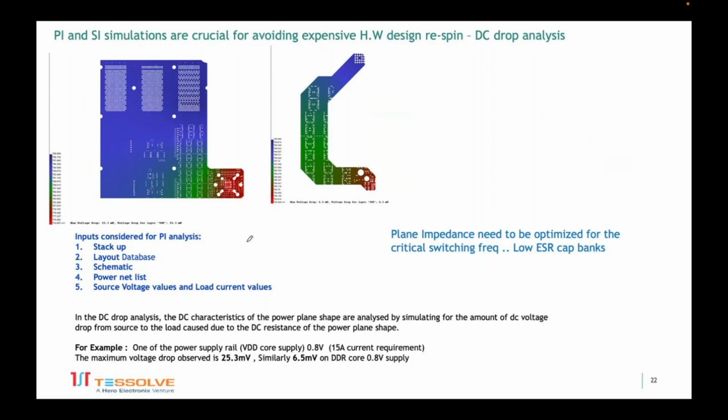We need to look at the critical switching frequency based on the PLL or other aspects, and we need to optimize the plane impedance. For that, you need to look at the right set of caps used with low ESR, and combinations of small values with bigger values need to be arrived at to achieve that impedance. Those are critical just to ensure that the hardware works the very first time and avoids respins.